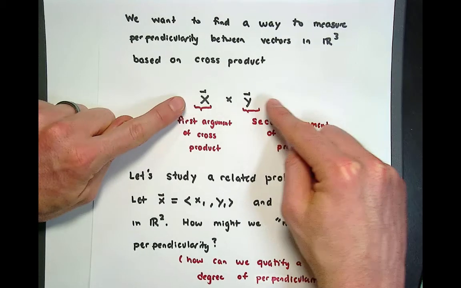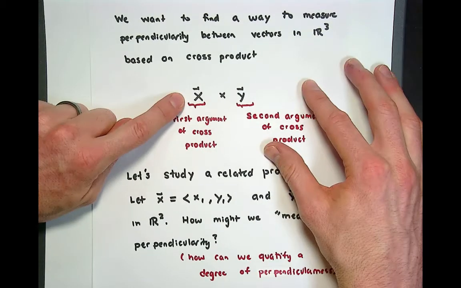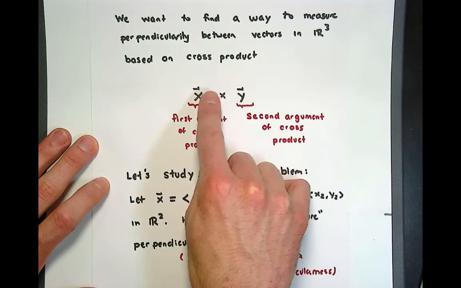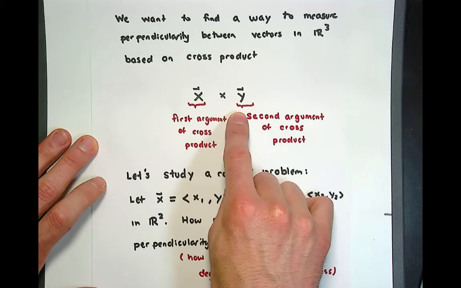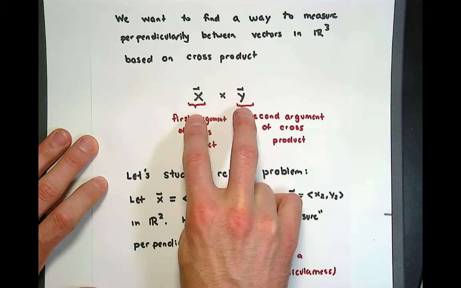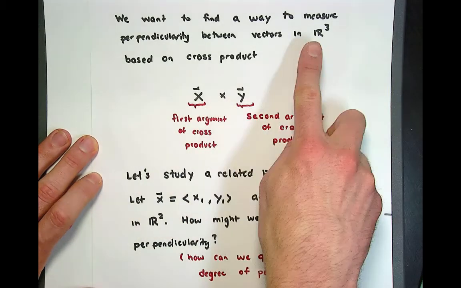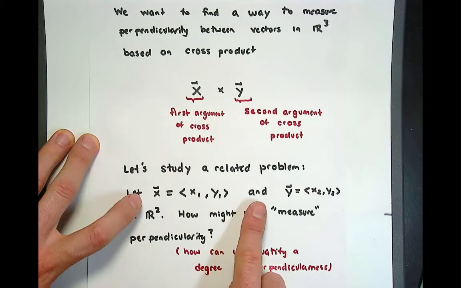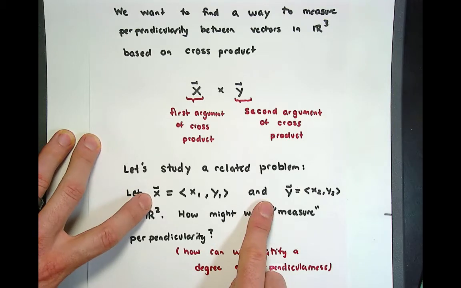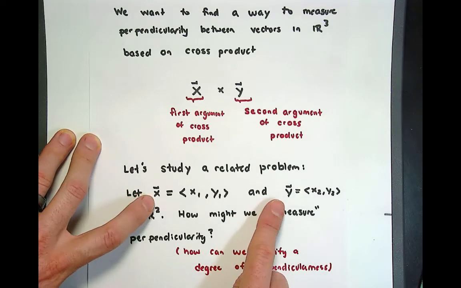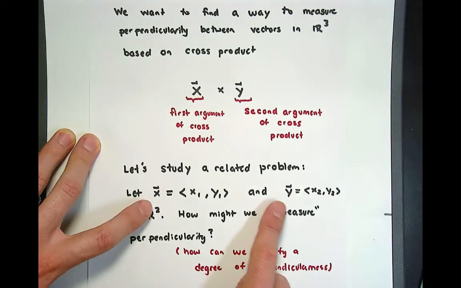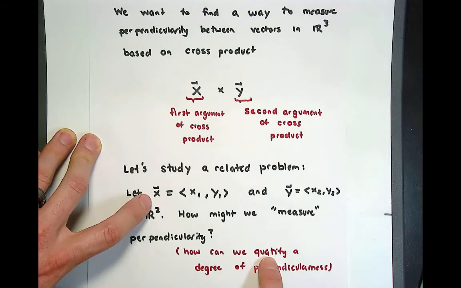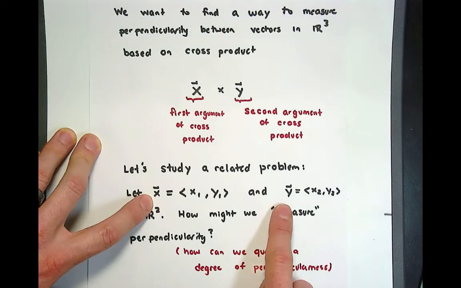Recall that the cross product has two arguments, the first argument here and the second argument. We said this was actually really hard to do in general as the first step to studying this problem, to figure out how to measure perpendicularity of vectors in R3. But we might start developing intuition by studying a related problem: how do you measure perpendicularity in R2 when you have two vectors and you're comparing them? In particular, we want to come up with a measurement to quantify how perpendicular x is to y.